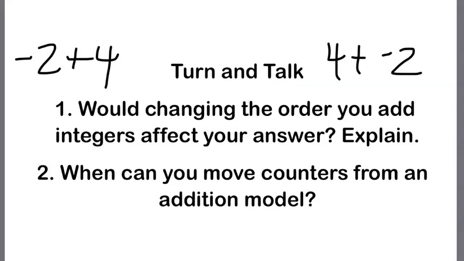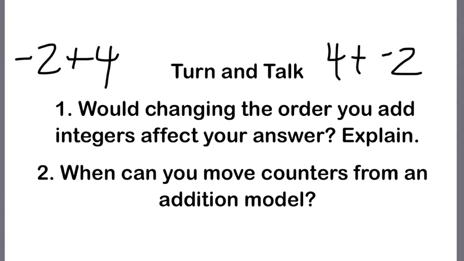Hopefully, we have all had a chance to discuss question number 1 with our groups. I also hope that all of our groups understand now that the order of the numbers does not matter. This property is called the commutative property. When you are adding numbers, it doesn't matter what order you add them in. It doesn't matter if the negative comes first or if the negative comes second.